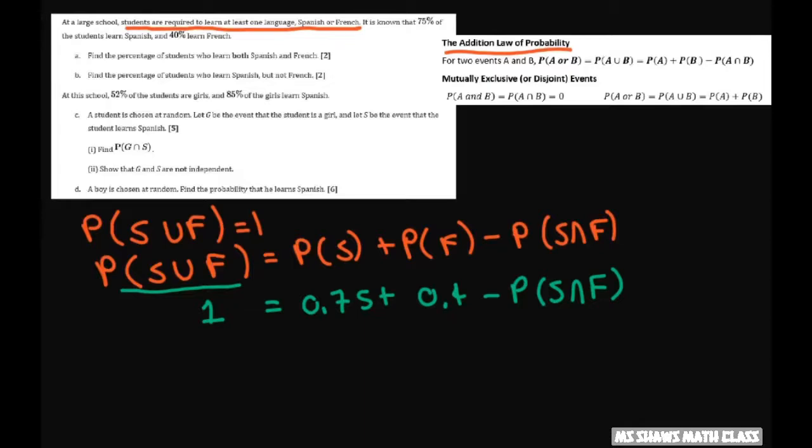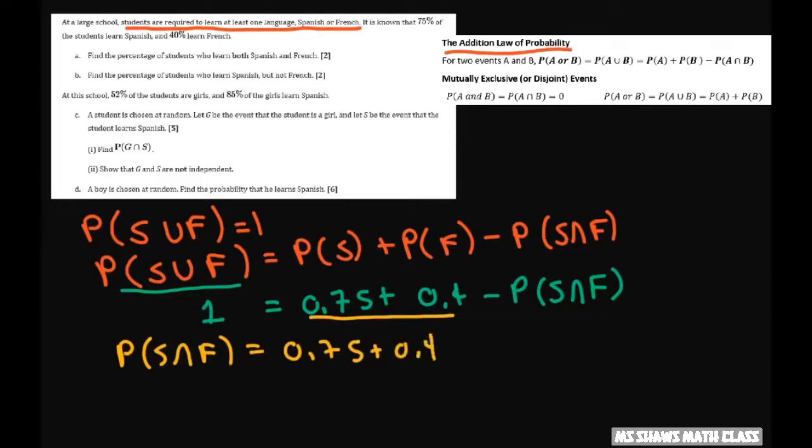So what you want to do is subtract these two, or let's just add this to this side. And solve. And minus 1. And that's going to give you 0.15. Since they're talking about percentages, you want to write this as percent. Okay, that's A. Then it says find the percentage of students who learn Spanish, but not French.